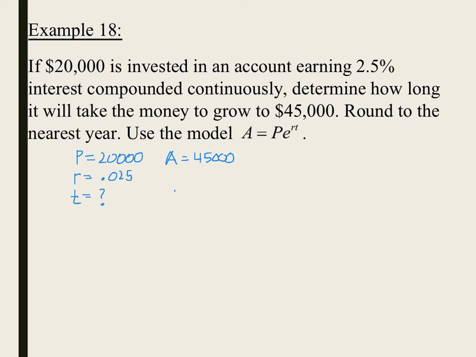So we'll set it up. 45,000 is equal to 20,000 times e to the 0.025 times t. Well, the first step is to divide 20,000 into 45,000. So here we get 2.25 is equal to e to the 0.025 times t. Now we can take the natural log of both sides.